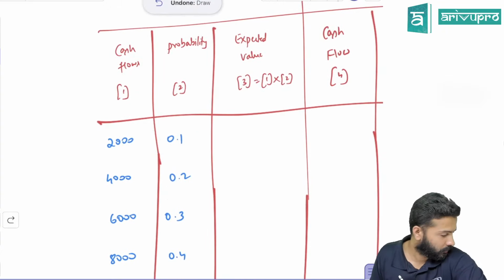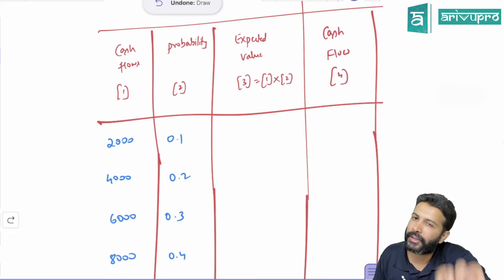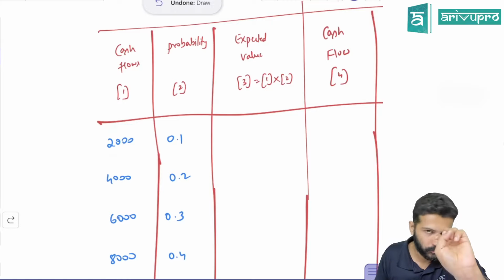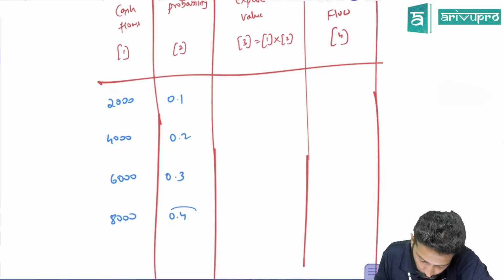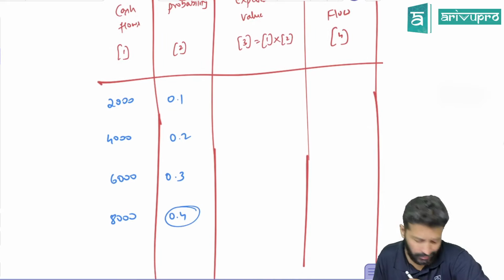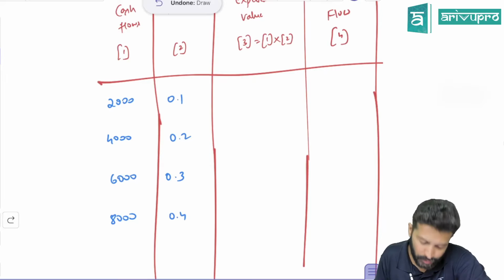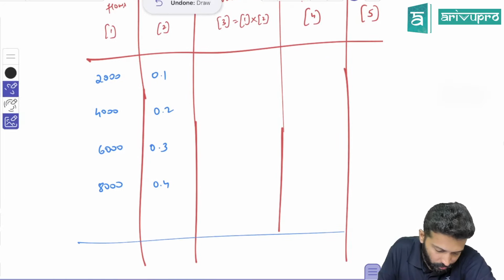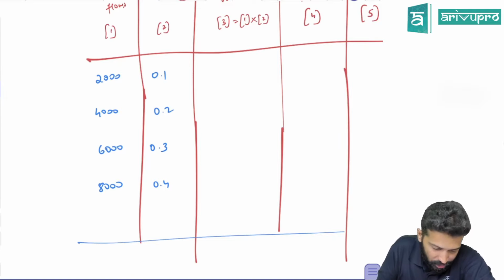Tell me once again. There is a 10% chance that in the first year we'll achieve how much value of cash flow? 2000. And what is this? 0.4. Meaning there is a 40% chance that in the first year we'll achieve 8000. So we'll have to find out the expected net cash flow, ENCF.